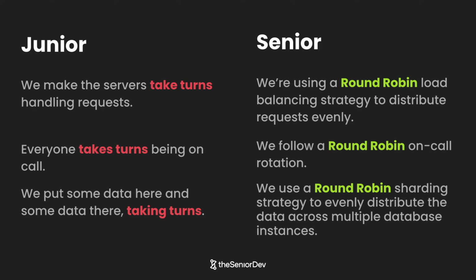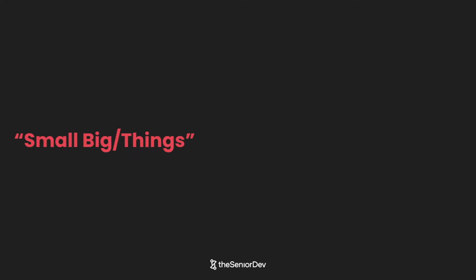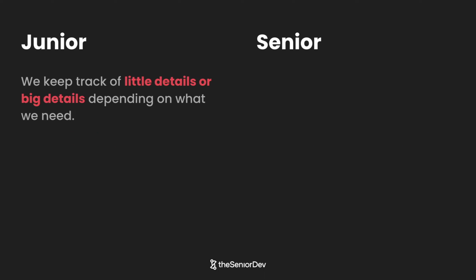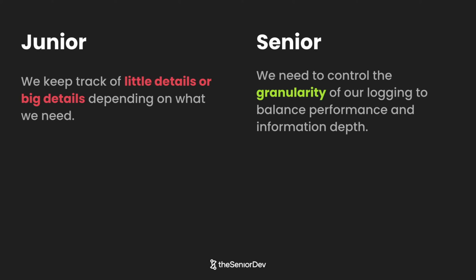Juniors would talk about smaller, bigger things, like should we log a lot or should we log less, or should we log the big transactions or the small transactions, where seniors would talk about level of granularity. So a junior would say, hey, we need to keep track of all the little details or big details depending on what we need. The senior would say we need to control the granularity of our logging to balance performance and information depth.